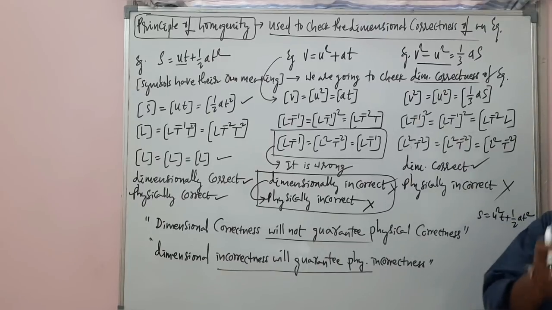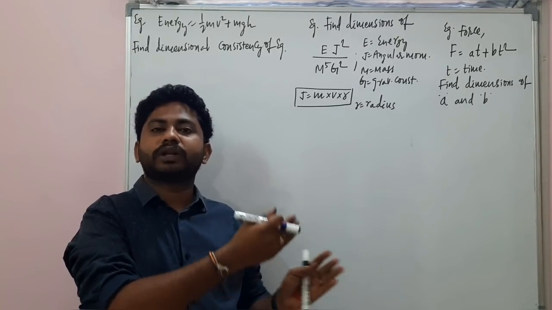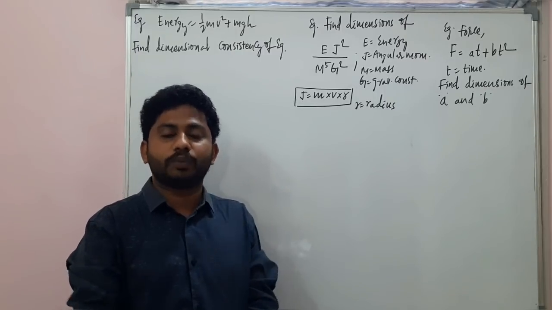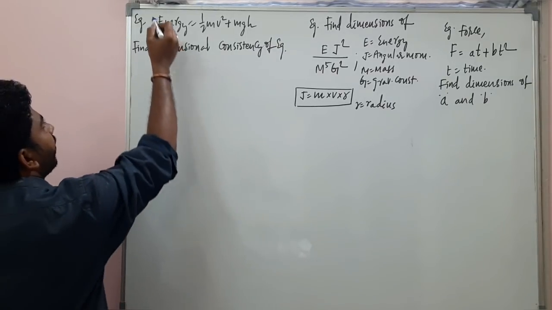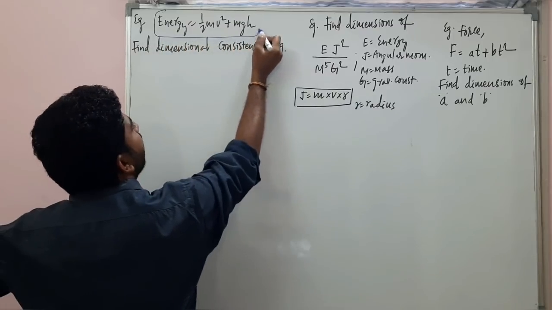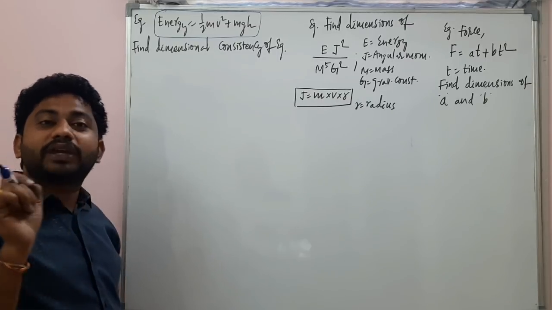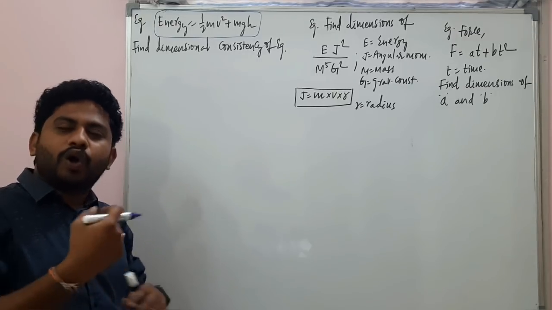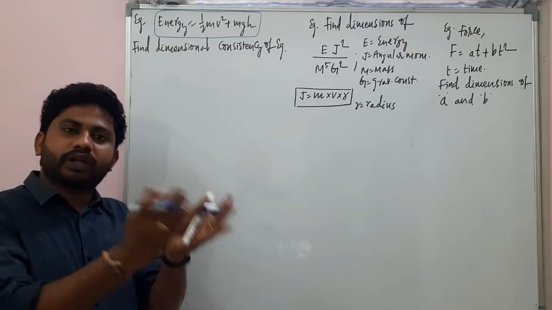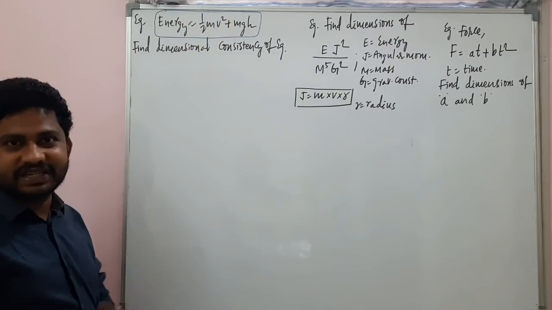Now let's solve a few numericals based on the principle of homogeneity. My dear students, let's have a look at three basic numericals. Let's see the first one. The equation is given: energy is equal to half m v squared plus m g h. Physically speaking, that energy is the total mechanical energy, always the sum of potential energy and kinetic energy.